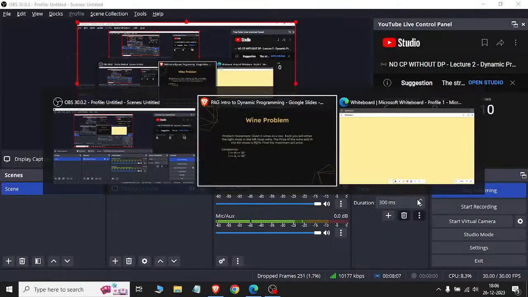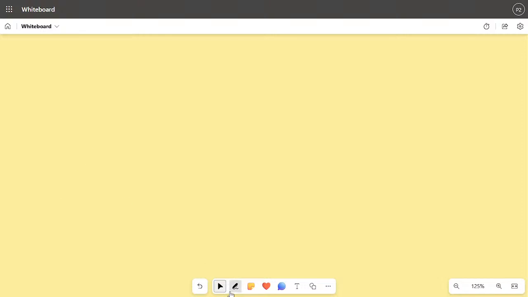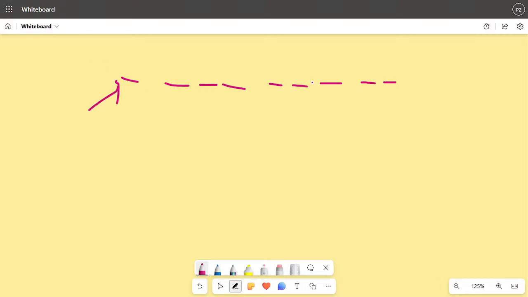So let's look at our problem. Basically we simply have wine bottles and we can choose the right or left end, and then we can keep choosing, and in the end we will get some cost, or you can say profit, and we have to maximize this profit. So first of all, what can be the most naive approach to this problem?